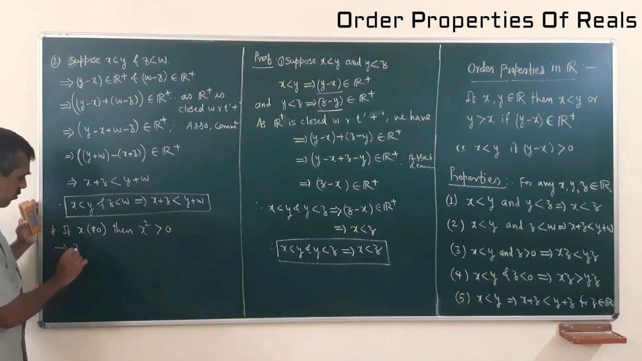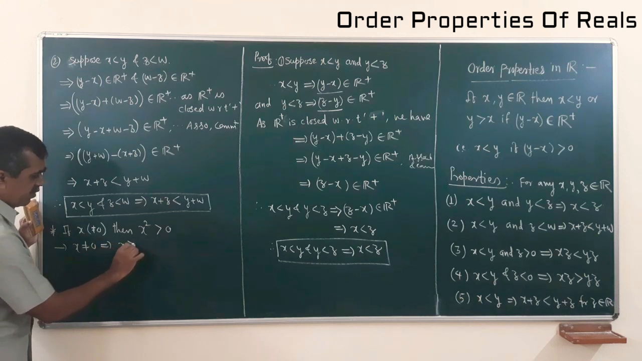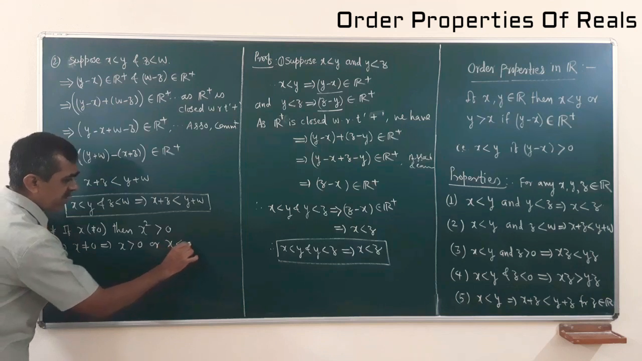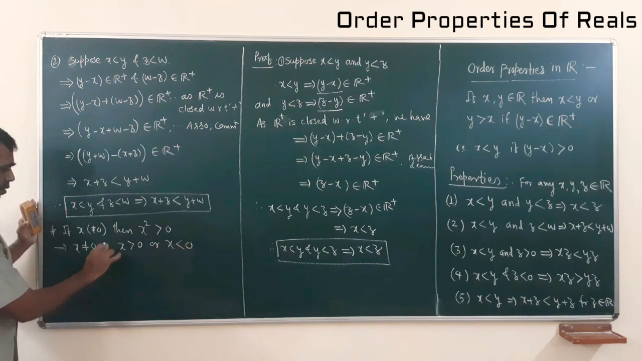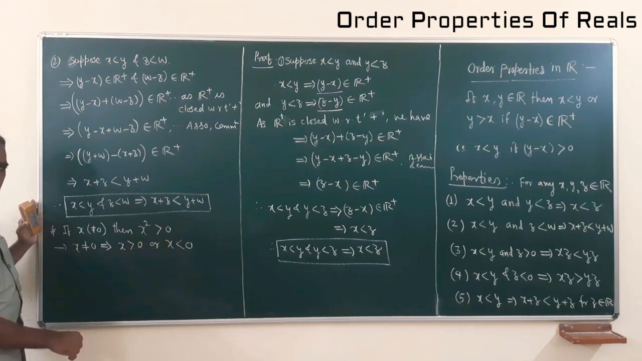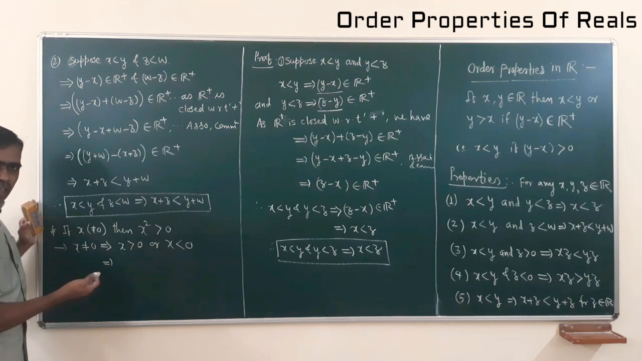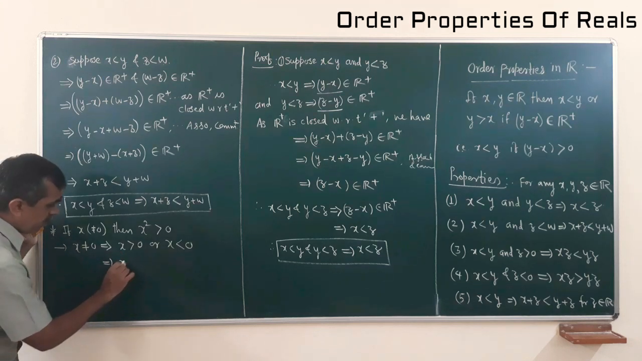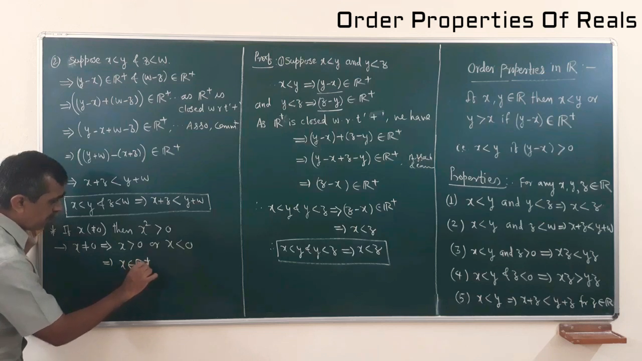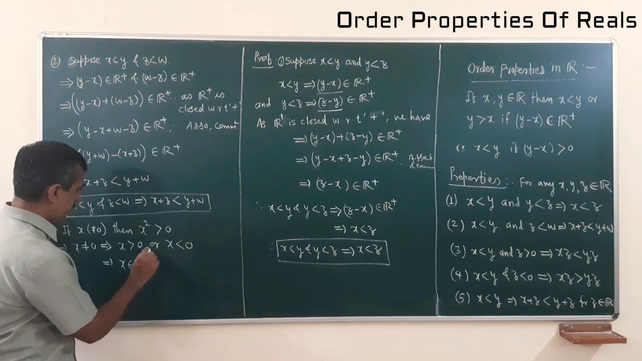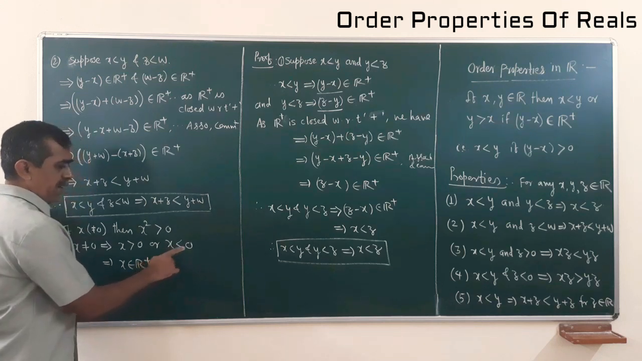x not equal to 0 implies x greater than 0 or x less than 0, right? If x is non-zero, then either x is greater than 0 or x is less than 0. Now, x greater than 0 means x belongs to R plus, or x less than 0.